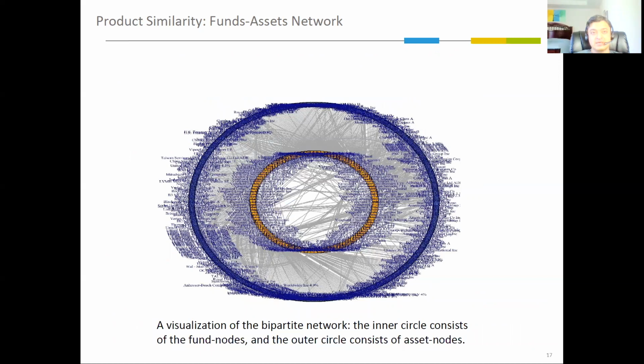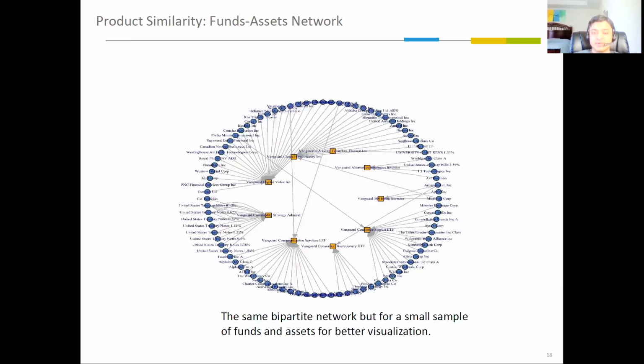Here is the whole data set that we have for mutual funds and ETFs. So 1100 or so index equity funds and 16,000 assets. This is one pictorial representation of this whole network data set. Probably not too informative, but it gives you some bigger picture of the data. Here is a simpler version of the same data set where we have just extracted a few mutual funds and a few of their assets. And this is how it looks pictorially.